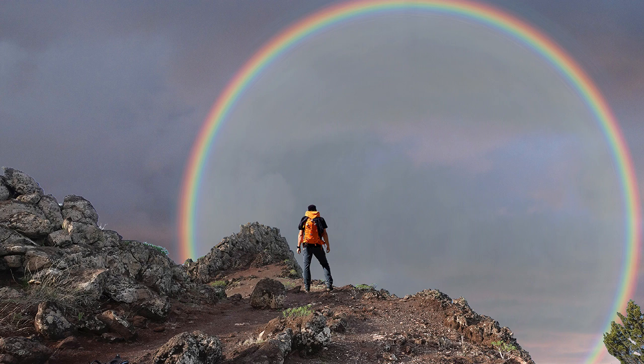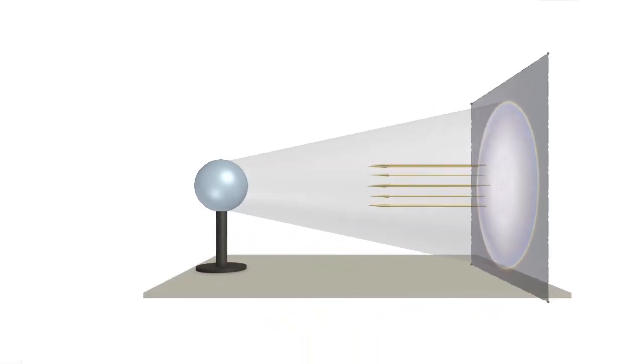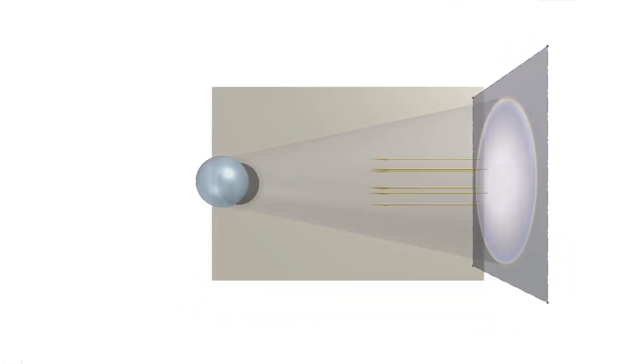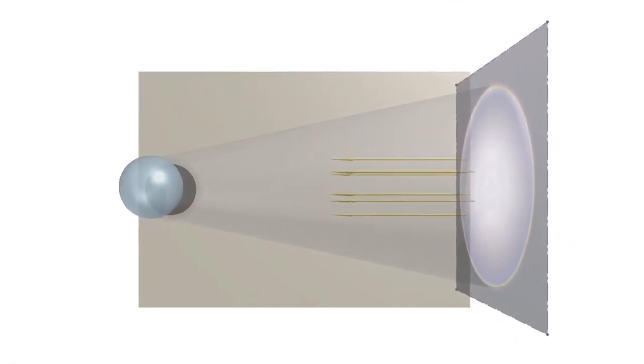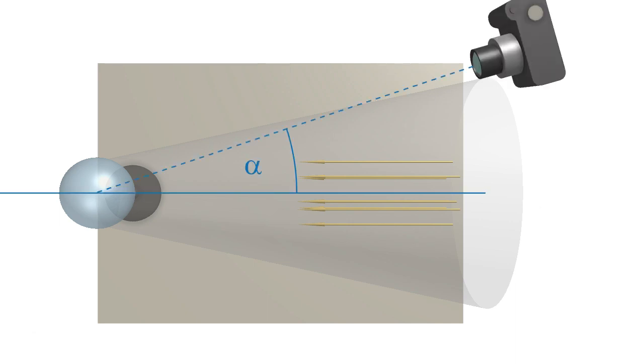Unlike this experiment, a naturally occurring rainbow is not projected onto a wall. Instead, the viewer's gaze is directed towards the falling drops. In order to create a comparable observation situation in the experiment just shown, we modify it accordingly. To do this, we remove the wall and use a camera as an observation instrument, with its viewing angle alpha based on the direction of the incident light.